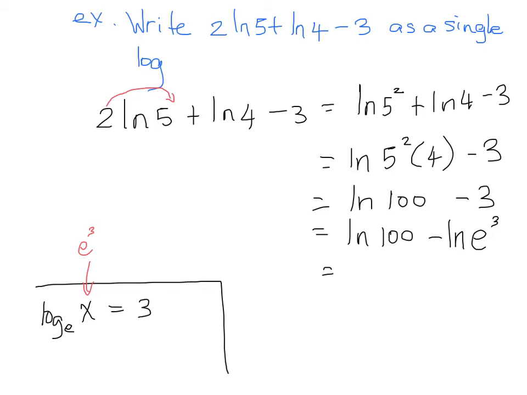All right, now according to our second law of logarithms, which hopefully you should know, we are trying to get this into one single log, and since we're subtracting here, in order to get it to a single log, we divide. So we get ln 100 over e to the third. And we're done.